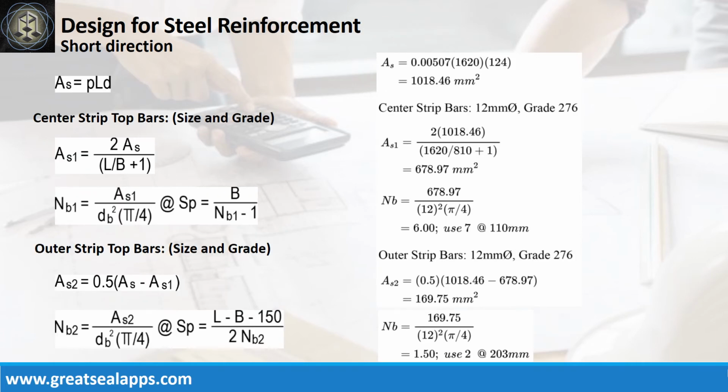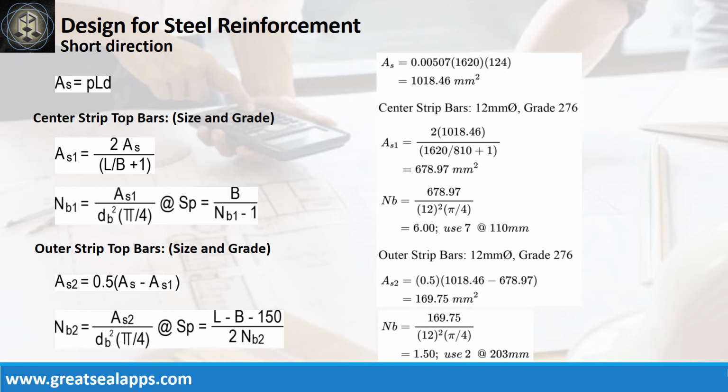Continue at short direction. Given Rho equals 0.00507, L equals 1620 mm, and D equals 124 mm, the area of steel for short direction bars is 1018.46 square millimeters. The area of steel at center strip is 678.97 square millimeters, and the number of bars for 12 millimeter bar is 7.